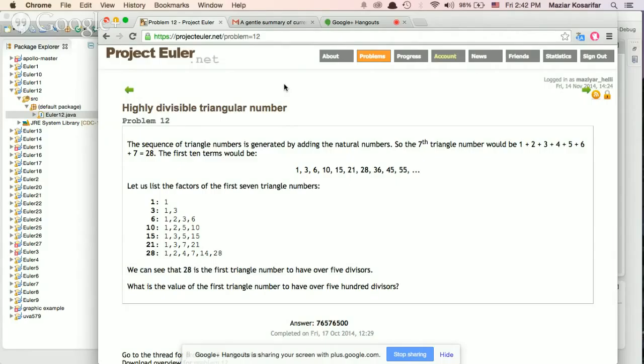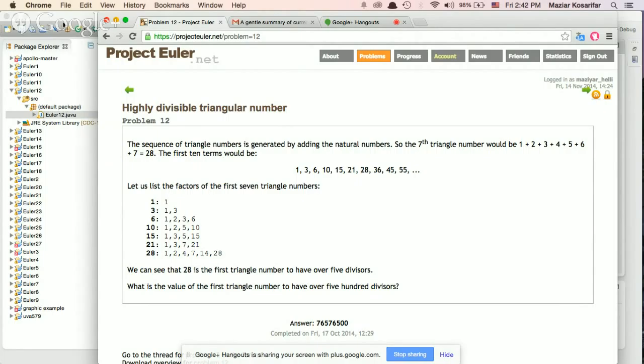So if we list the divisors of those numbers until 28, we will find that the first one has only one divisor, the second one, 3, has 2 divisors. From 6 until 21, they have 4 divisors, and 28, for the first time, has five numbers that divide that number. So here it asks us to find the first triangular number that has over 500 divisors.